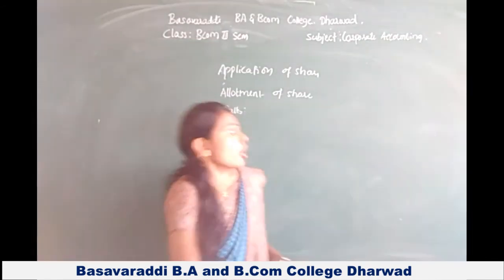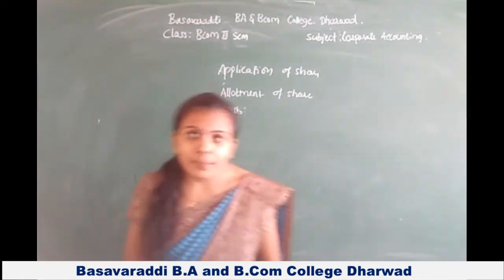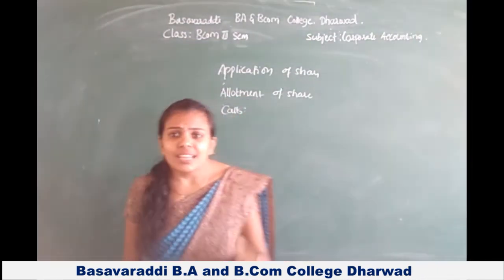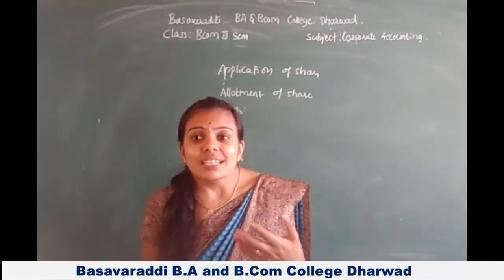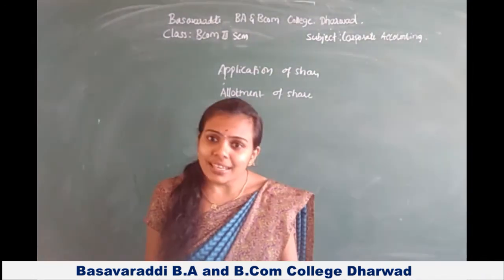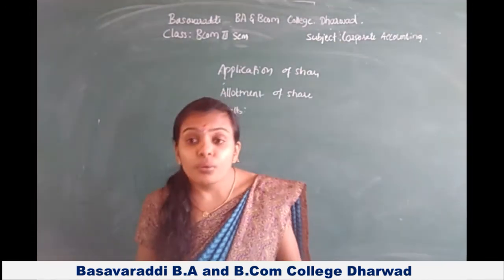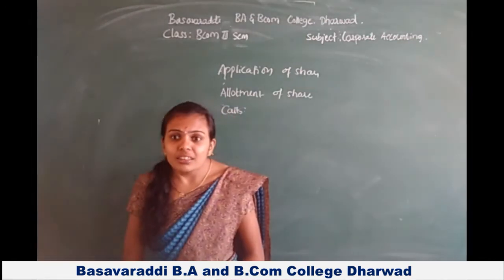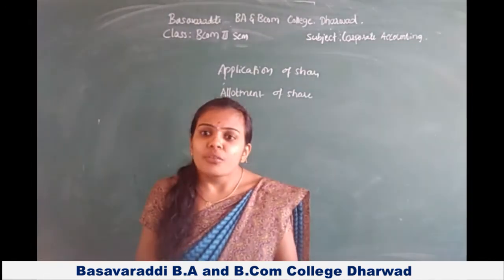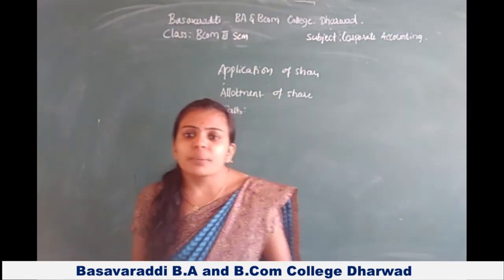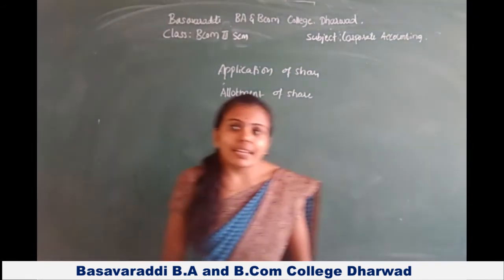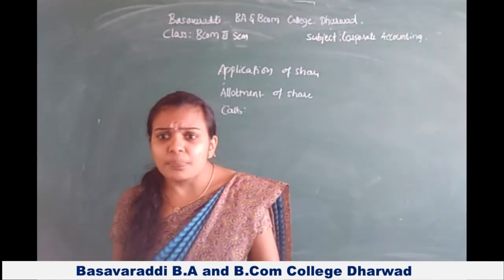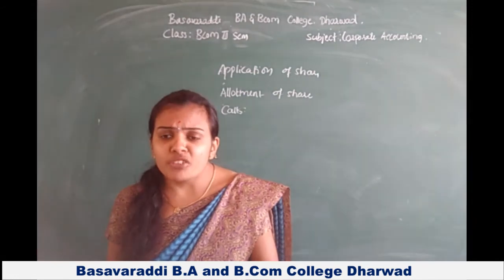Now the next one is allotment of shares to applicants. Allotment of shares is the allocation of shares to the successful applicants by the directors as approved in the board meeting. After the closing date of the receipt of the applications, all these applications will be placed before the meeting of the board of directors.